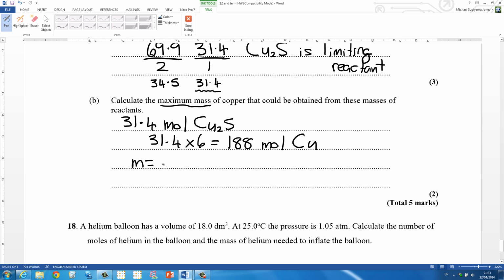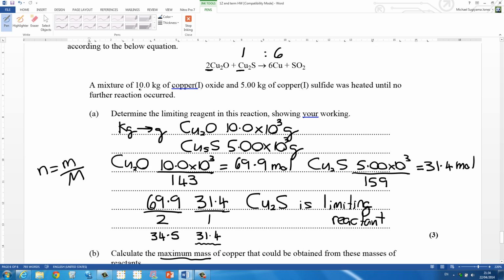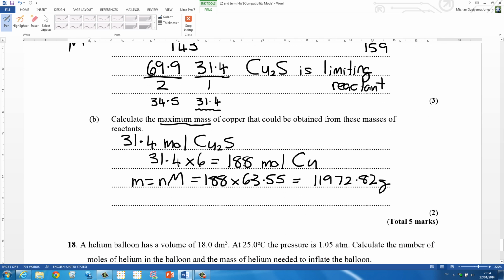So we use small m equals n times molar mass, number of moles times molar mass, which is 188 times the molar mass of copper, which is 63.55, and we get a number something like 11,972.82 grams. Now you have to be careful because we go back to the original question and the starting data is 3 significant figures. And here again, we can't give that answer. That's far too many significant figures. So we can round up. And when you round up, you end up with something like 12.0 times 10 to the 3 grams of copper.